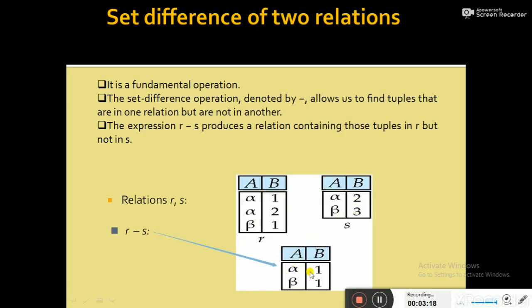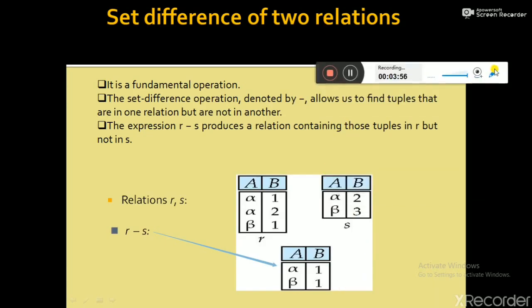Now as far as the records are concerned, the resultant relation contains only those tuples from r which are not present in s. For example, consider the first one, alpha 1: the value of a is alpha, the value of b is 1. The resultant relation will retain alpha 1 from r if that tuple is not present in s. Yes, alpha 1 is not present in s, that is why alpha 1 is going to be stored over here.